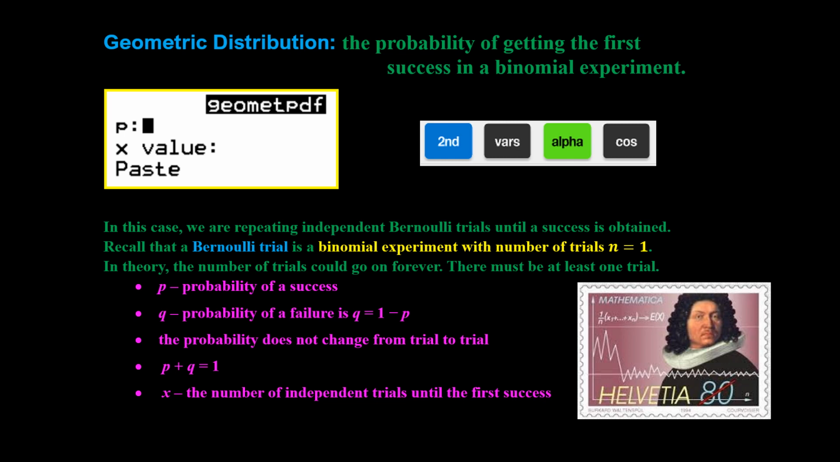In this case, we are repeating independent Bernoulli trials until a success is obtained. Recall that a Bernoulli trial is a binomial experiment with number of trials n equals 1. In theory, the number of trials could go on forever. There must be at least one trial.